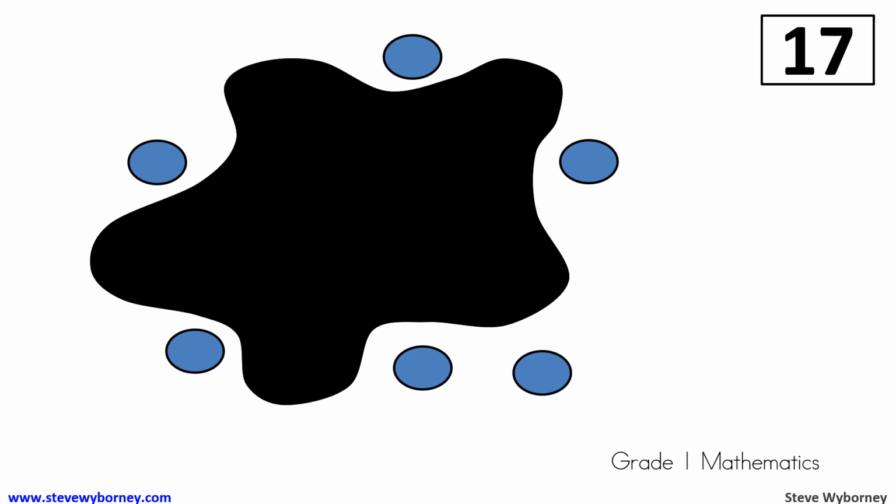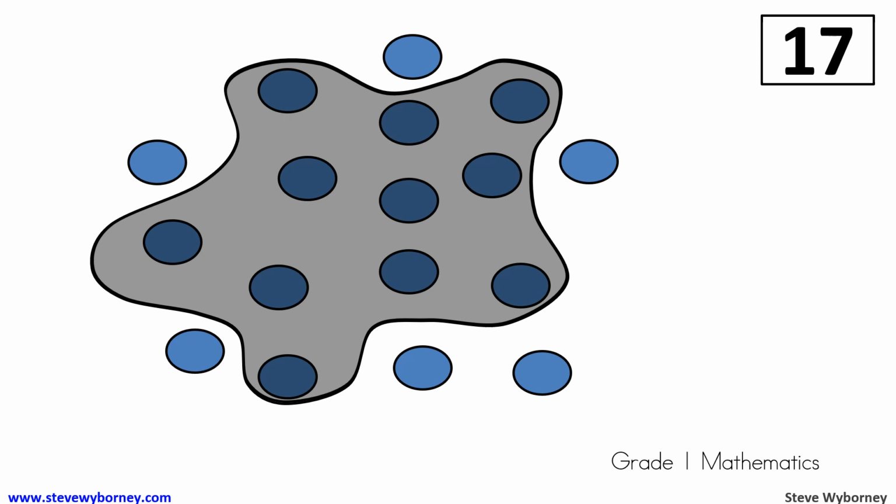I also thought that I could take 17 and I could subtract 6 and then get 11. That's another way I could try. Let's see what's under the splat. 1, 2, 3, 4, 5, 6, 7, 8, 9, 10, 11. Oh, there's 11. What can we learn from this picture? One way to make 17 is 6 and 11.